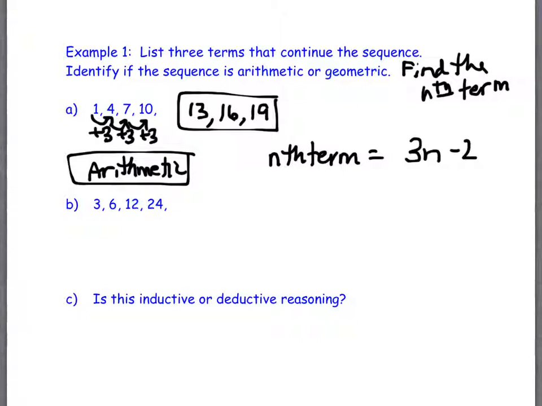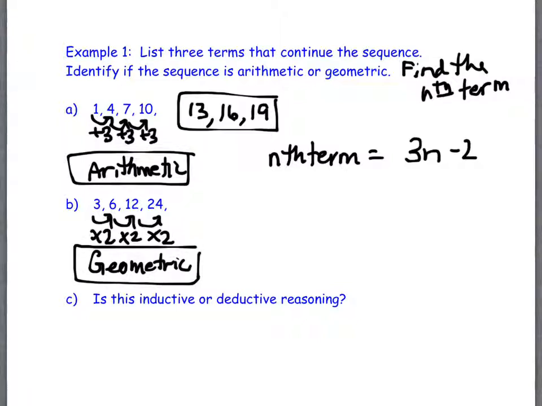All right, let's try the second one. 3, 6, 12, 24. What do I have to do to get from one term to the next on this one? Multiply by 2. Yep, multiply by 2. Which means what kind of a sequence is it? This is geometric, because I'm multiplying by 2. It has a common ratio of 2, right? And we're going to find the next 3 terms.